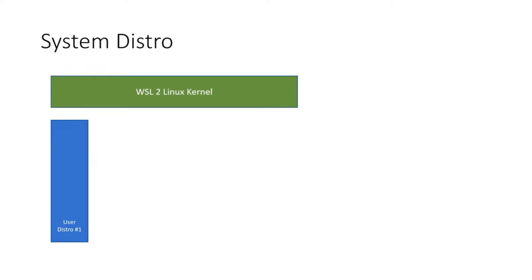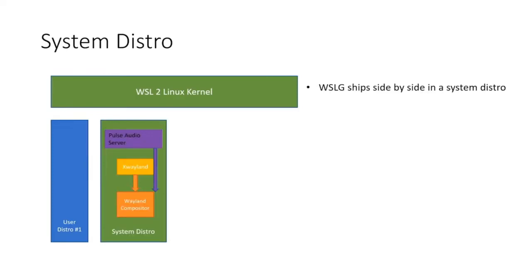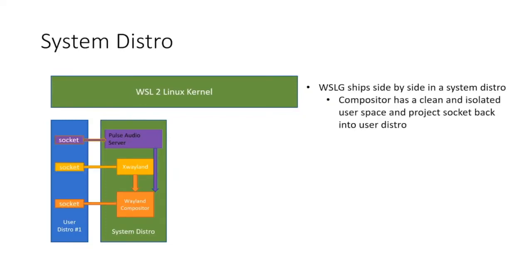We're introducing this concept of the system distro, which is essentially a distro that we package together that has all the components we need. So it has Weston and Wayland and PulseAudio, and it has all the dependencies that it needs, but it runs isolated from the user distro. And we just project the various sockets and environment variables, etc., that the user distro needs in order to connect to it.